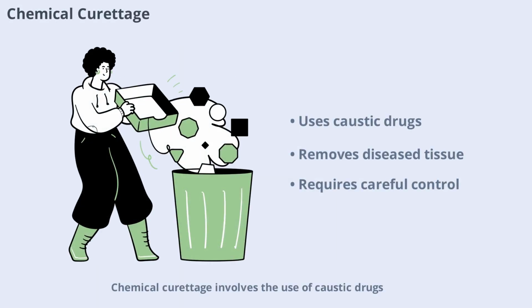Chemical curettage involves the use of caustic drugs, such as phenol or sodium sulfide, to remove diseased tissue. While this method can be effective, it is challenging to control the extent of tissue destruction, making it less commonly used. Careful selection and application are essential to minimize risks and ensure patient safety.